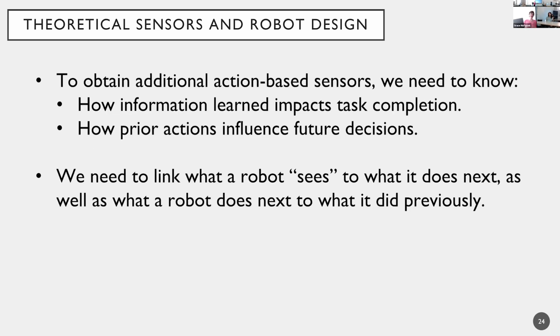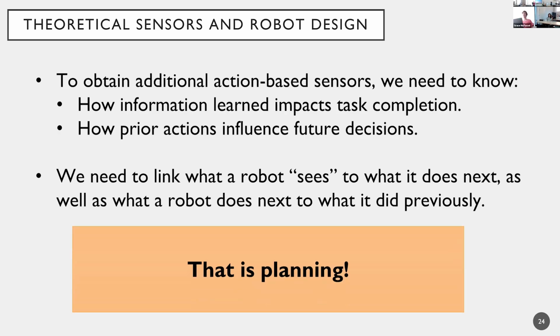To obtain additional action-based sensors, we need to know how information learned affects task completion and how our prior actions impact our future decisions. We have to link what a robot sees to what it does next, as well as what a robot does later to what it has accomplished before. Conveniently, there is already a very common branch of robotics that tackles just what robots should see and do in those cases, and that's planning.